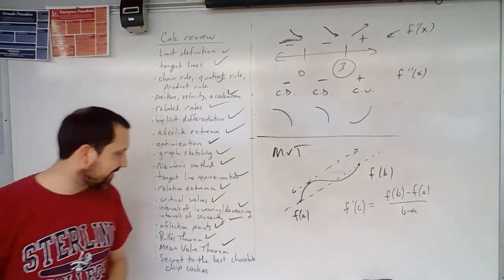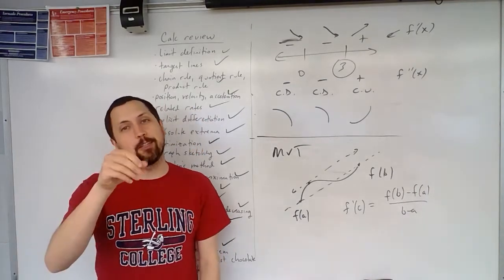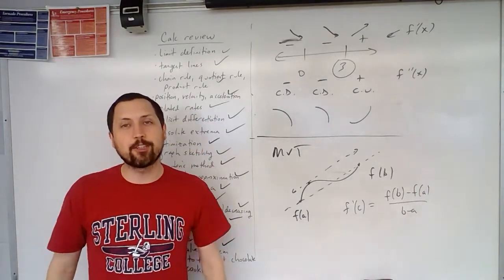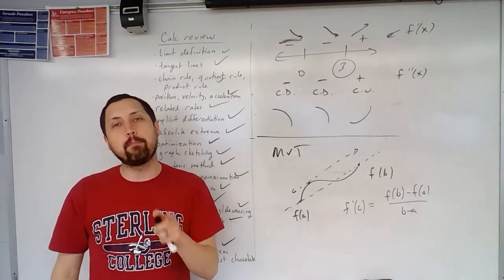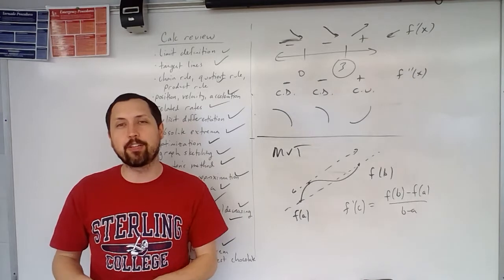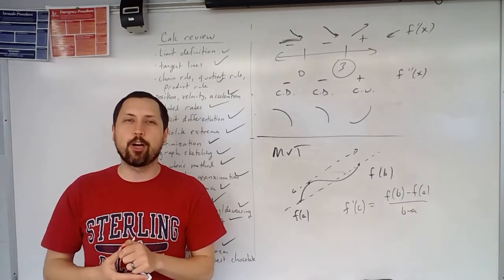And then the last thing is the secret to the best chocolate chip cookies. It is salt. You want to sprinkle a little bit of sea salt on top of your chocolate chip cookies the next time you make them. I guarantee they will probably be better than your normal chocolate chip cookies. And this is if you're making them by hand, which is the best way to make chocolate chip cookies.